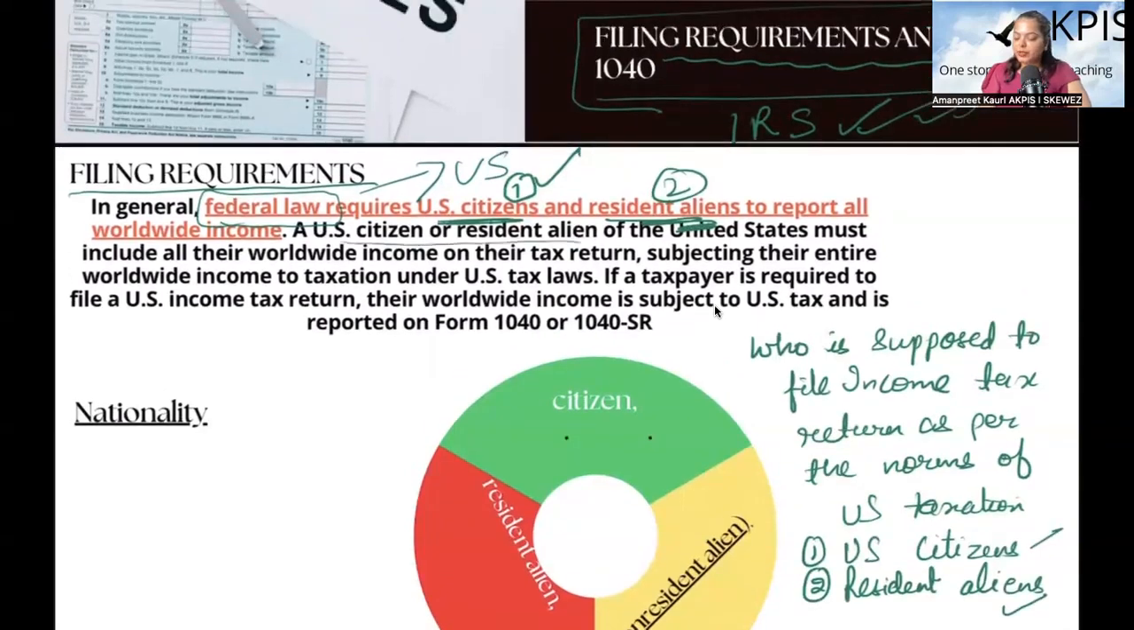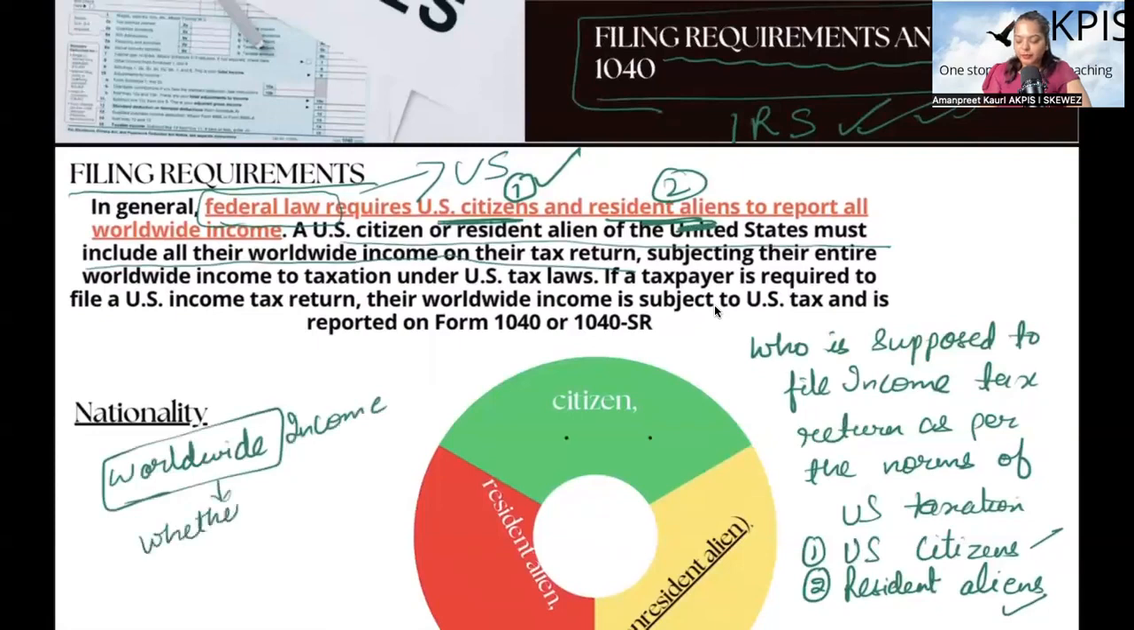A US citizen or resident alien of the United States must include all their worldwide income on their tax return. Now there is another term, worldwide income. What does that mean? Whatever you have earned in America is your income in America. But worldwide income means whether earned in America or somewhere else, whether earned in the US or outside the US. That is your worldwide income.